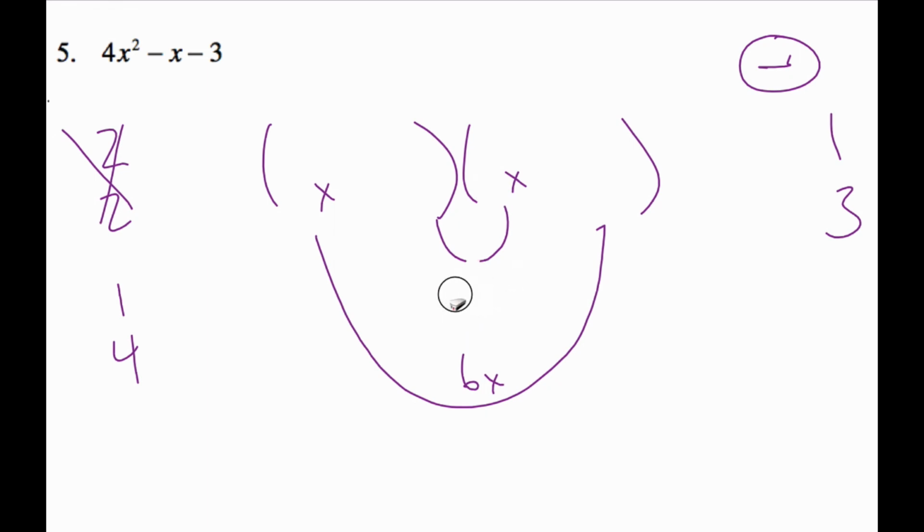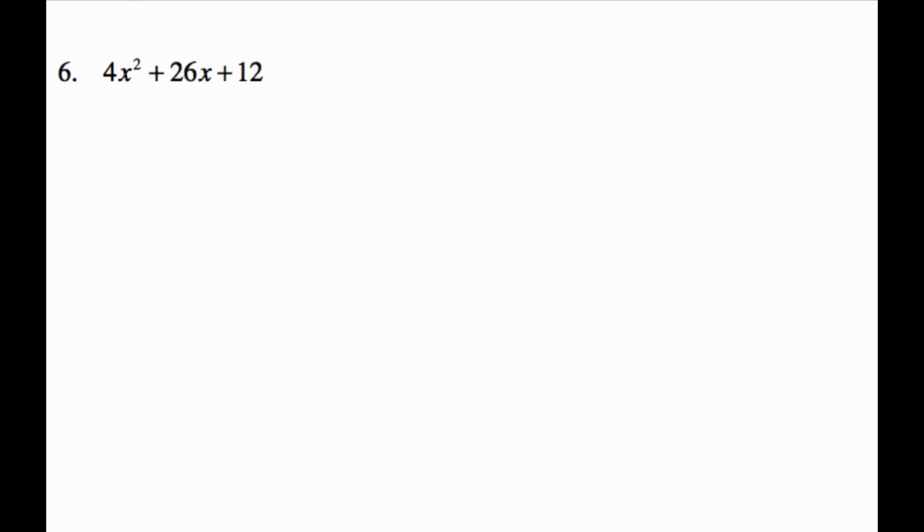Let's make them 4 and 1. So 4 and 1 and 3 and 1. So this is 12x and x. No luck. Switch them around. I get a 3 and a 1, a 3x and a 4x. Now we're talking. To get a negative, I want this to be negative. So negative, positive. How's that look? Looks great. I think we have one more to do, and then we have one for the students to try on their own.